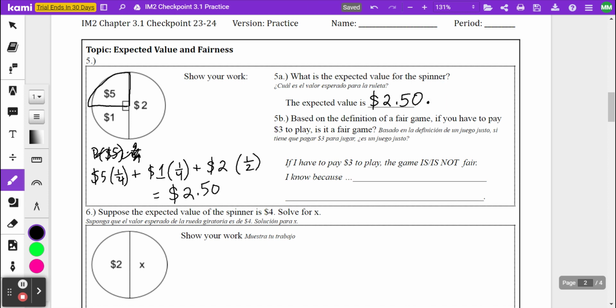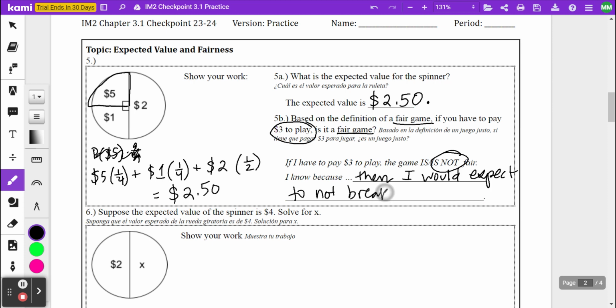And then based on the definition of a fair game, if I have to pay $3 to play, is it fair? And no, because if that's the case, then I would expect to not break even. $3 does not equal $2.50.